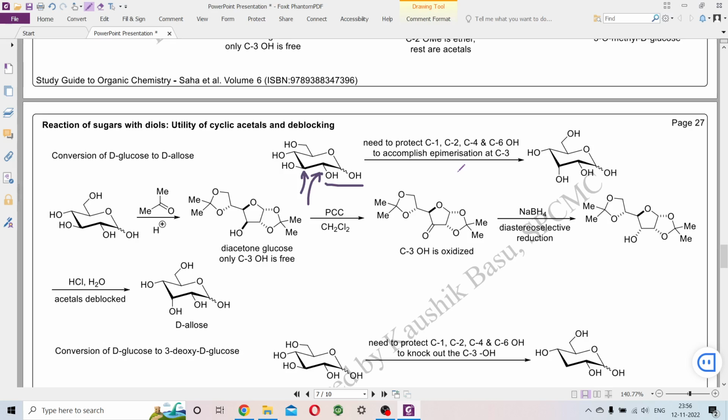When you deploy sodium borohydride, because this is a chiral center, here we observe, using an achiral reducing agent but a chiral substrate, a diastereoselective reduction, and the major product is the one where the OH is on the alpha side. That means it is below the plane of the ring. These two are trans with each other.